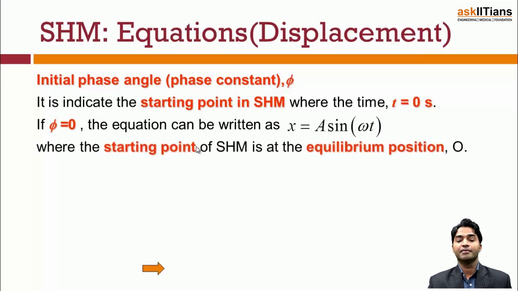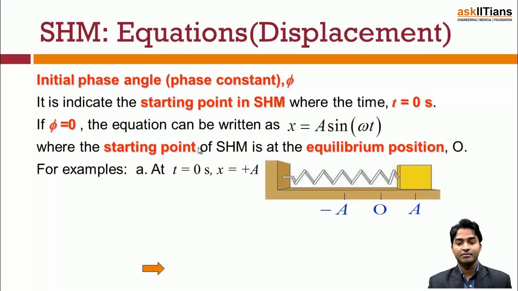Now, the starting point of SHM is at the equilibrium position O. At the equilibrium position, actually the mean position, the displacement is considered to be 0. Now, we can write at t equal to 0, x is equal to positive a. Means we can say if at t equal to 0, the system is at extreme position having displacement a, we can draft its equation as x is equal to a sine omega t plus phi, because already its motion is at maximum displacement.